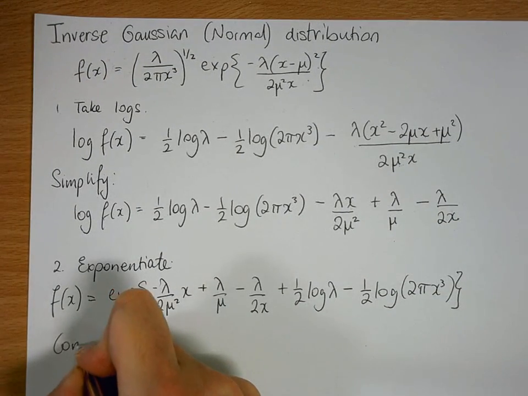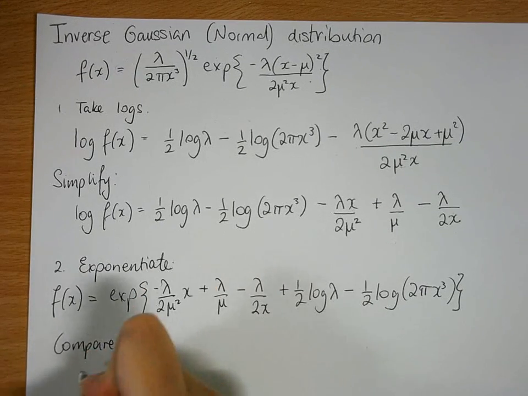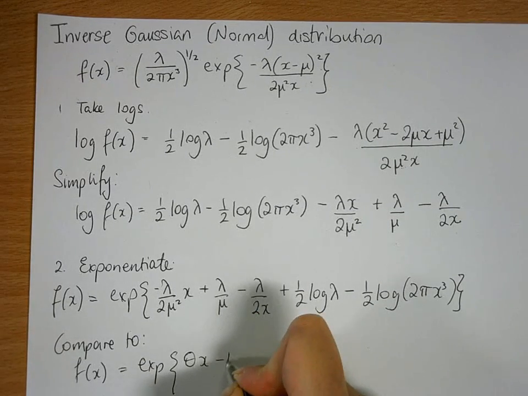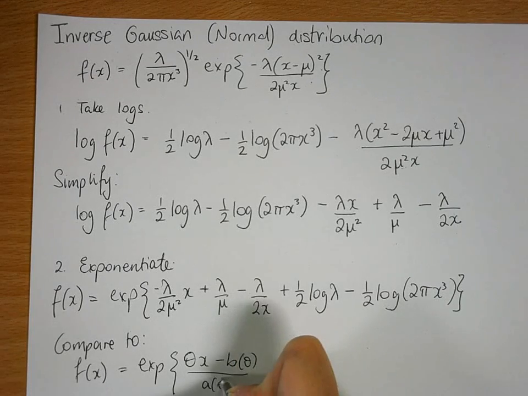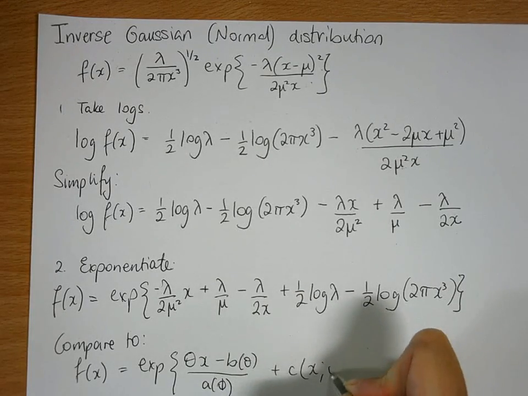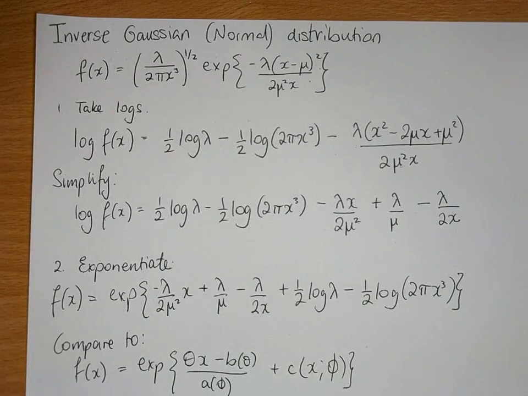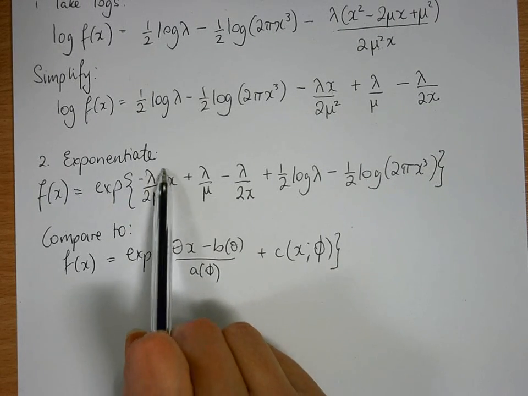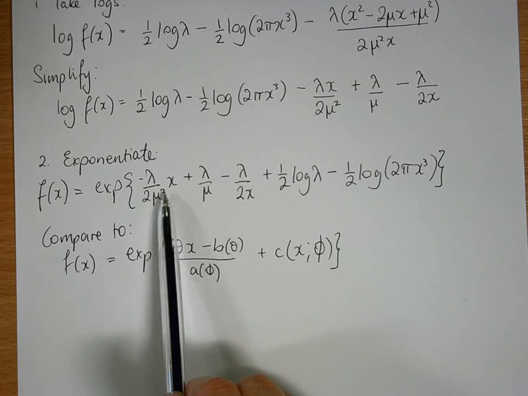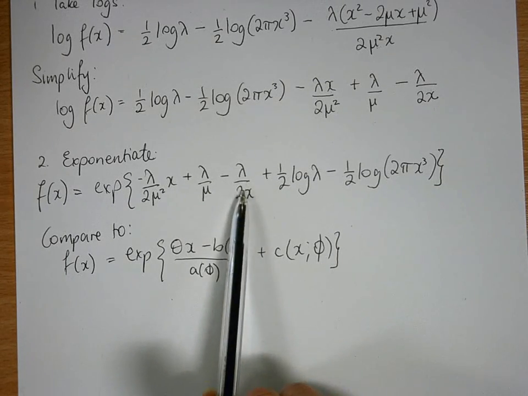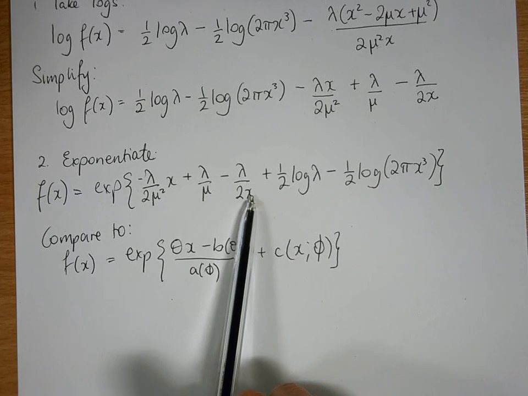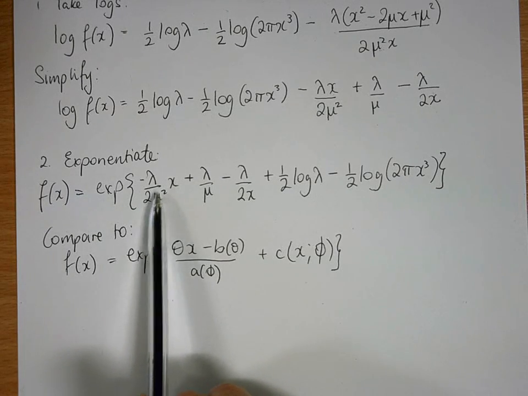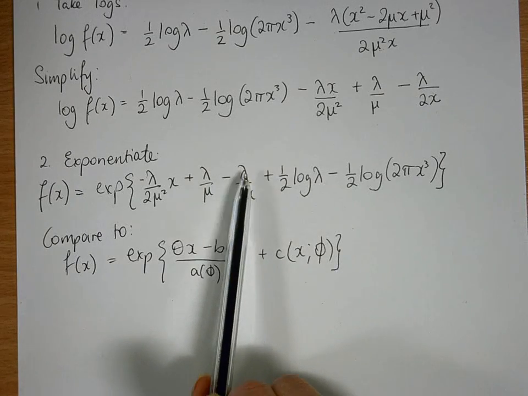Then we compare to the desired form, which is f of x is equal to the exponential of theta x minus b of theta over a of phi plus c of x and phi. So the first thing we think about here when we're looking at this is this term here, which is linked with x, has a lambda and a mu squared in it. But we also see that x is linked to lambda here, but it's a denominator. This we would not like to try to deal with, so we'll think about theta as being a function of mu squared as opposed to being a function of lambda.